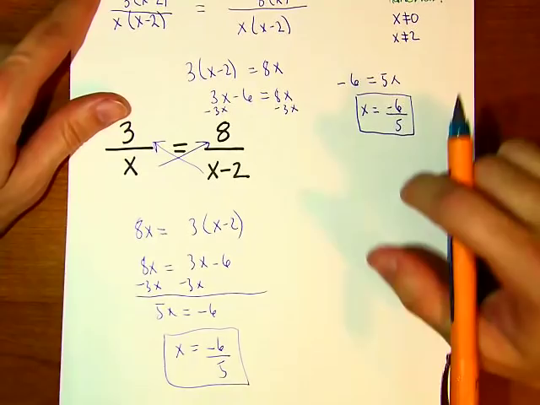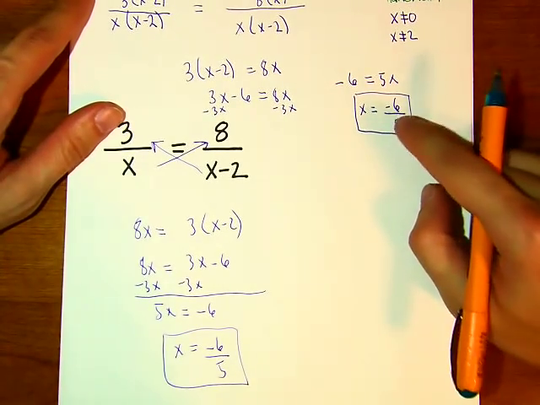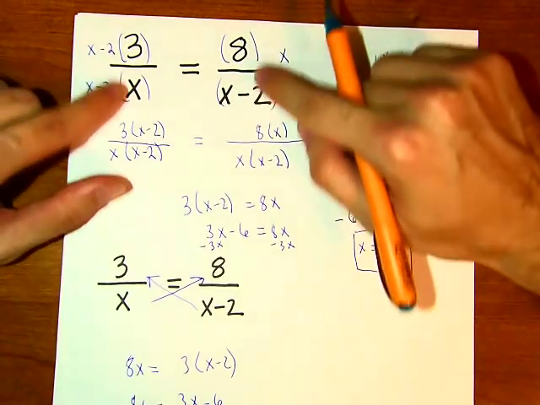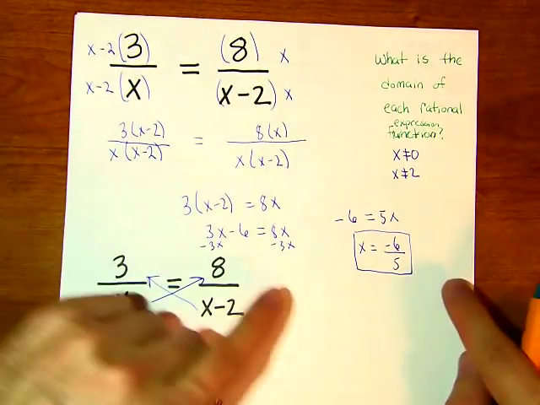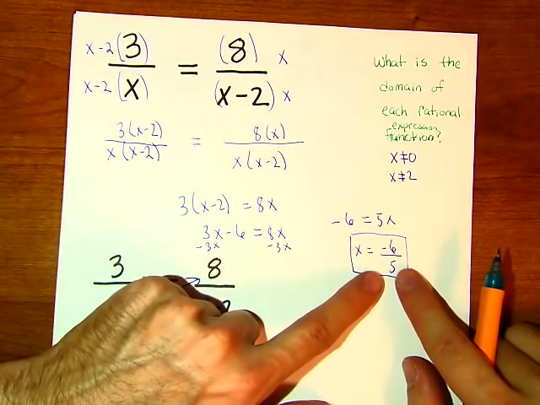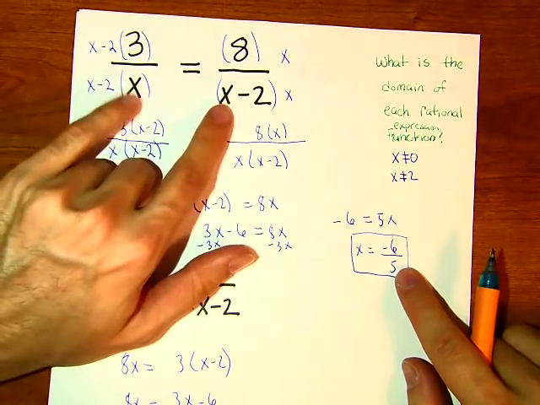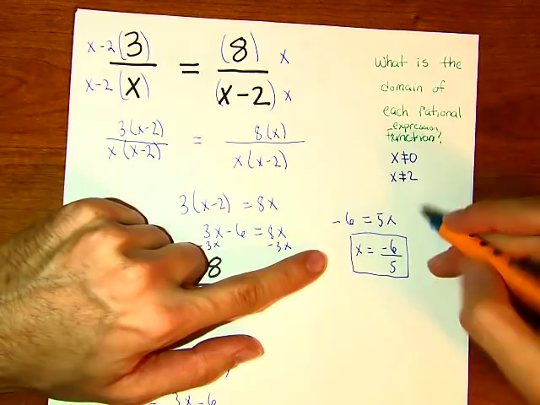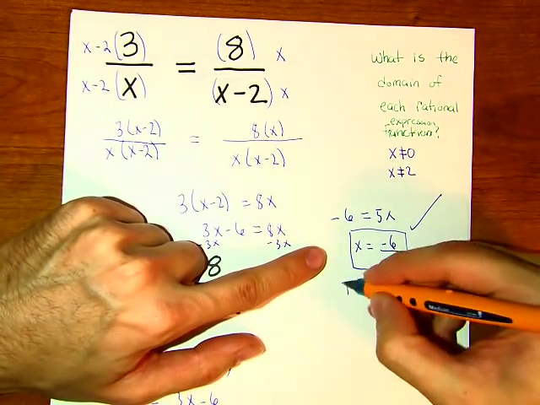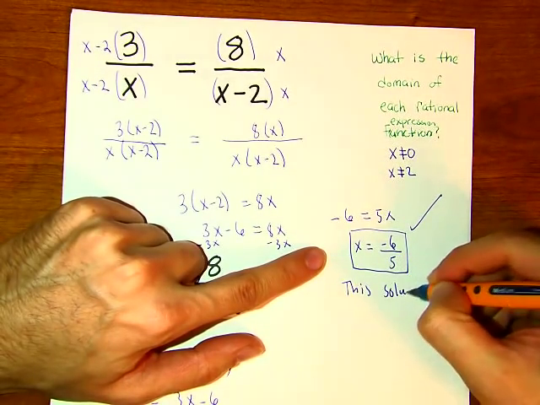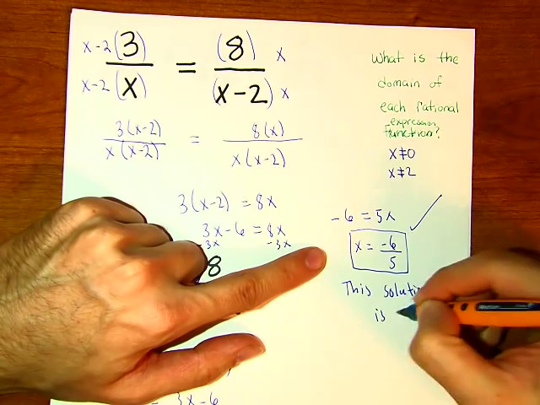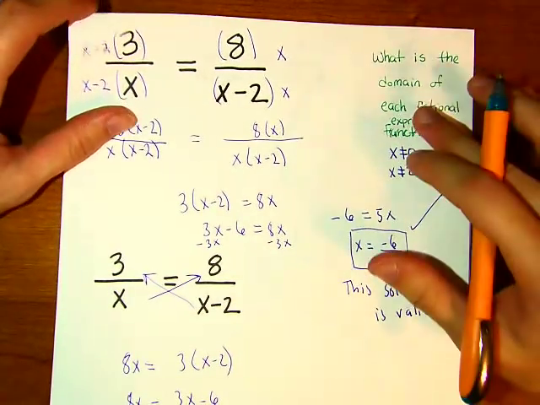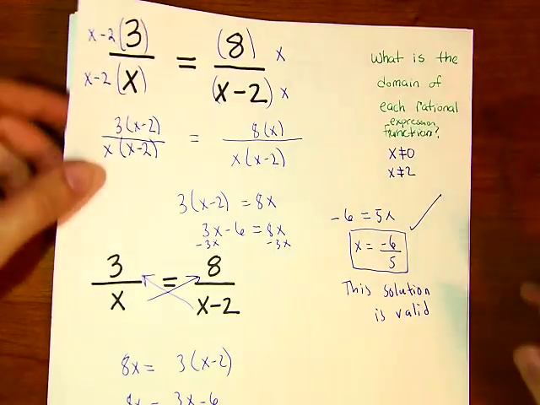Now, we have to ask ourselves, is this solution okay for the original problem? Can x equal negative 6 over 5? It can, because we stated that x can't be 0 and x can't be 2. So this solution is valid. And this idea will be important for the next question. So this was kind of a warm-up to that.